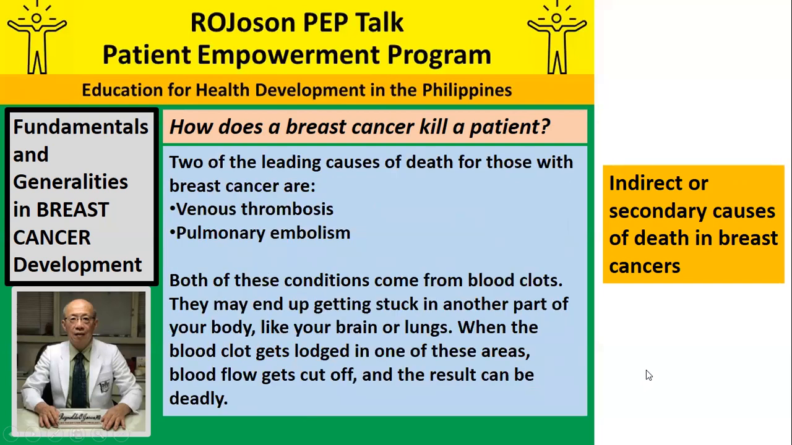There are two leading causes of death for those with breast cancer. These are venous thrombosis and pulmonary embolism. Both of these conditions come from blood clots. They may end up getting stuck in another part of the body, like your brain and lungs. When a blood clot gets lodged in one of these areas, brain or lungs, blood flow gets cut off and the result can be deadly.